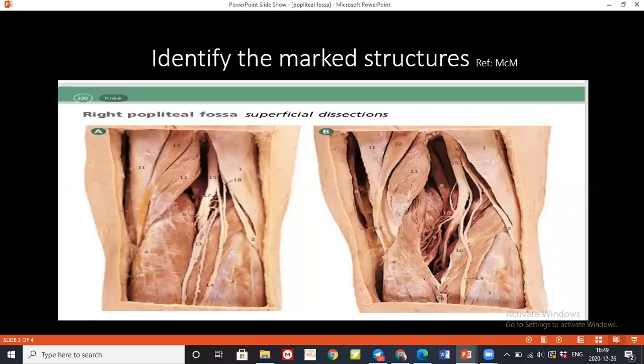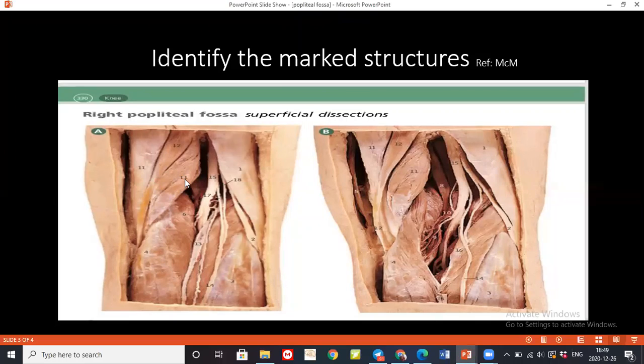What is the deepest structure in the popliteal fossa? The deepest structure is the popliteal artery. Can you please tell me the branches of the popliteal artery? The popliteal artery divides into two main branches: the anterior tibial artery and the tibioperoneal trunk, which later divides into the peroneal artery and the posterior tibial artery. Okay, can you identify the structures that you're looking at?